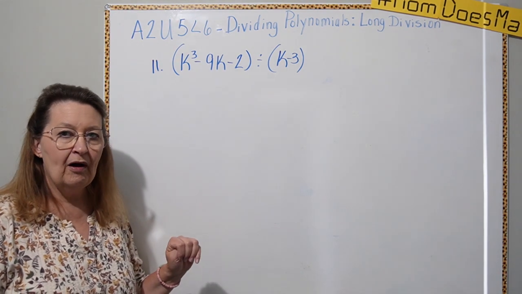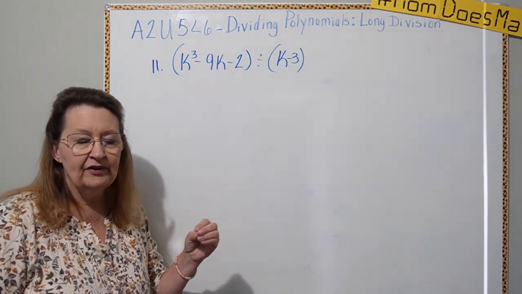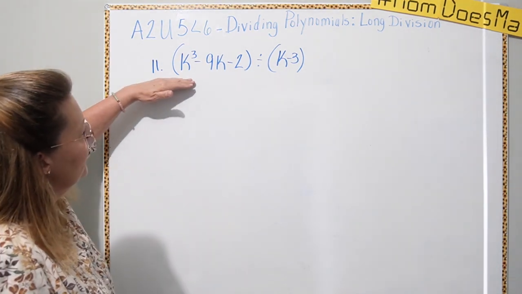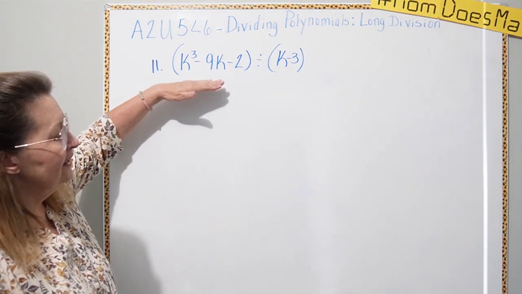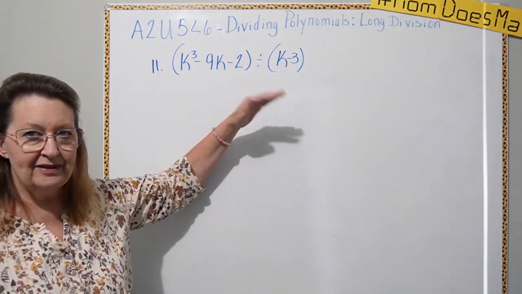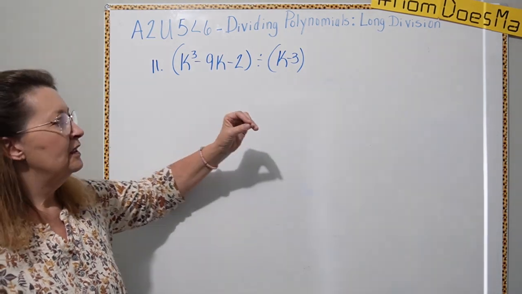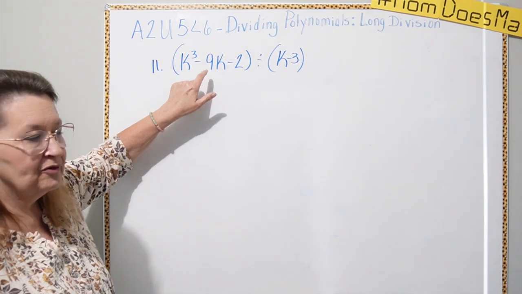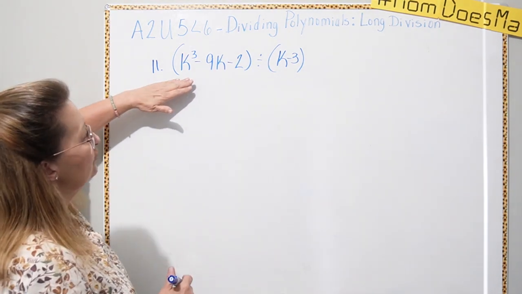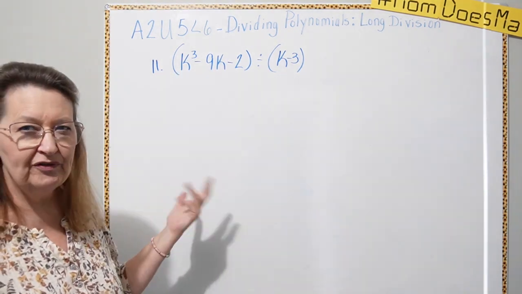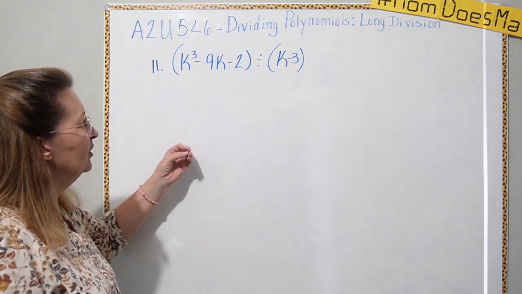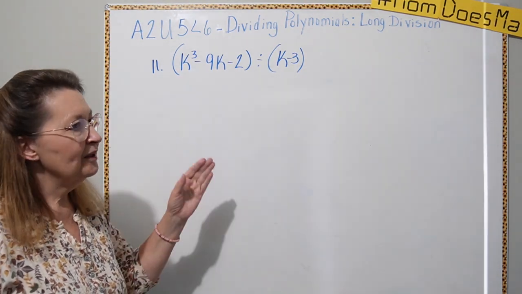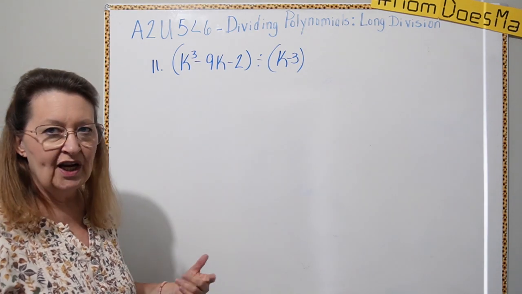Okay, in our last four problems, they've added one more little difficulty, and that difficulty is there's a missing power. Your dividend has to be written in descending order of exponents, and you cannot skip any. So, for example, this one skips the k squared. There's no k squared. What we're going to do is use the placeholder. We've done this before, but I don't know if you remember it. 0 times anything is 0. Anything plus 0 doesn't change the value.